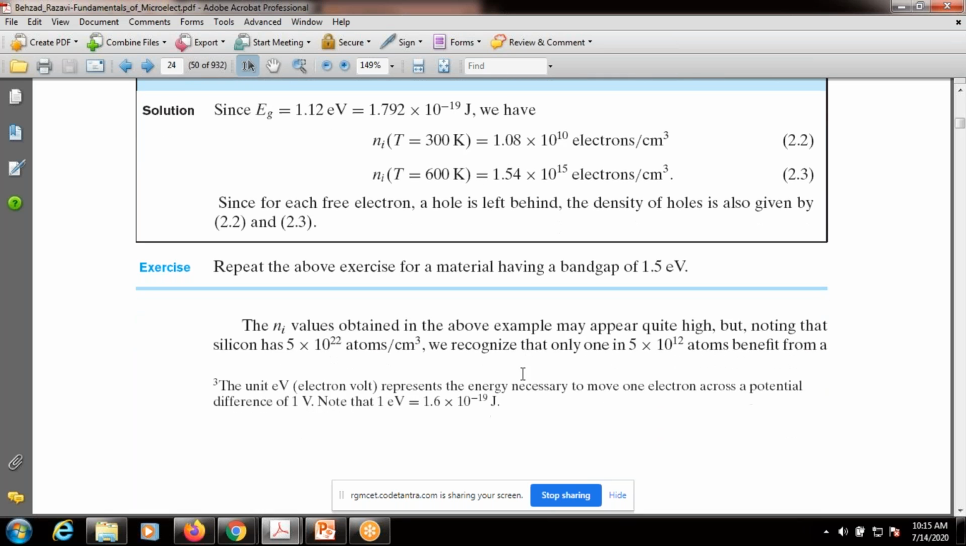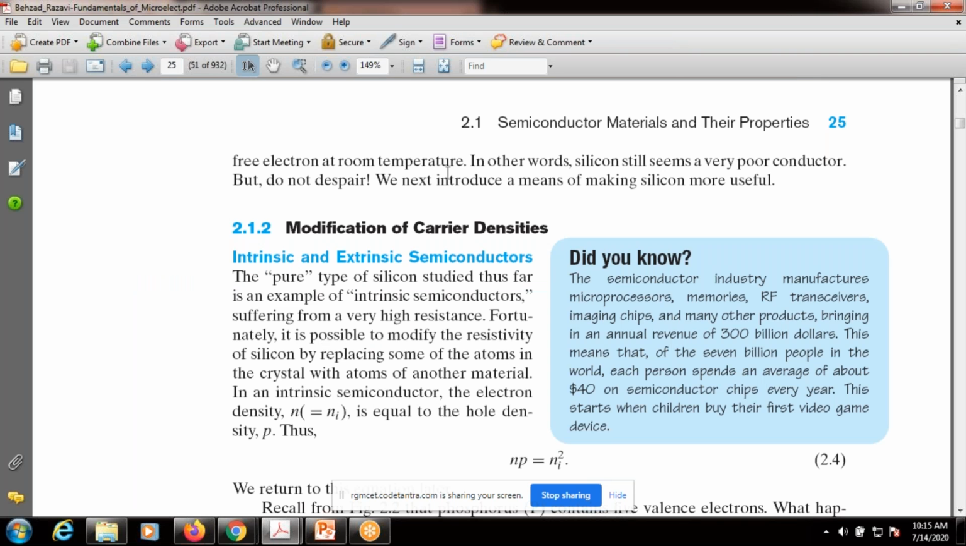a free electron at room temperature. So up to this level silicon still seems a very poor conductor. But do not despair. We next introduce means of making silicon a better conductor. Up to that we discussed in the last class.